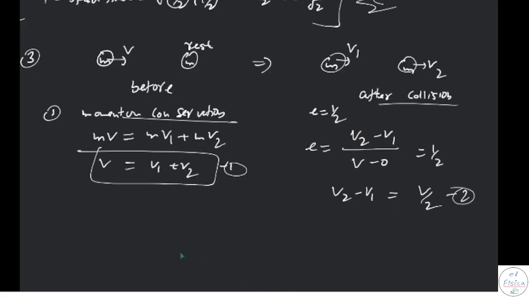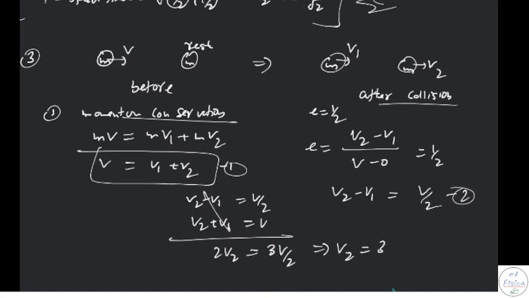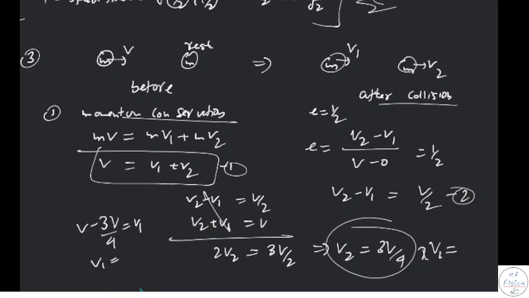We have to solve these equations. So we can add them: v2 minus v1 is equal to v by 2, and v2 plus v1 is equal to v. Adding gives 2 v2 is equal to 3v by 2, so v2 is equal to 3v by 4. And we will put it in any equation, like the first equation. So v1 will be v minus 3v by 4. So v1 is equal to v by 4.